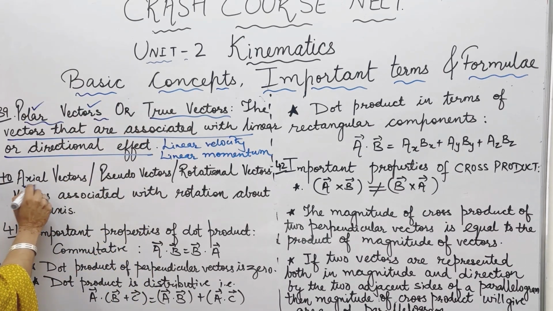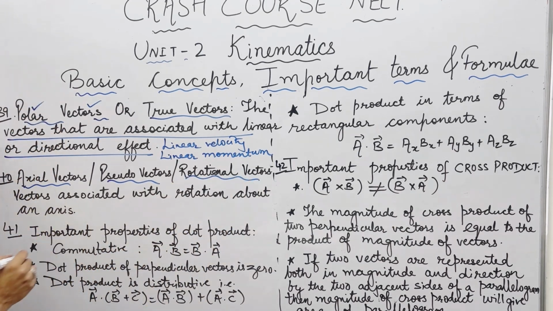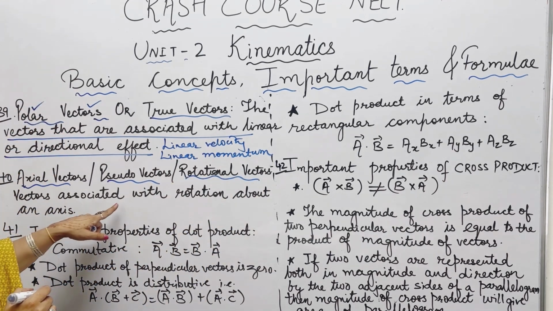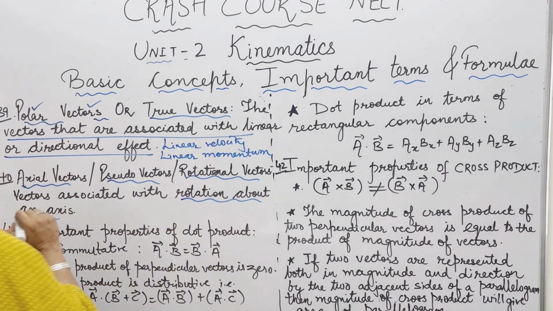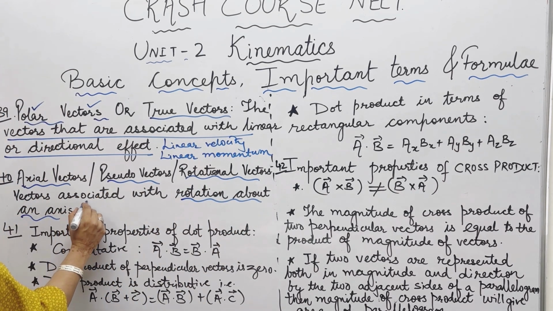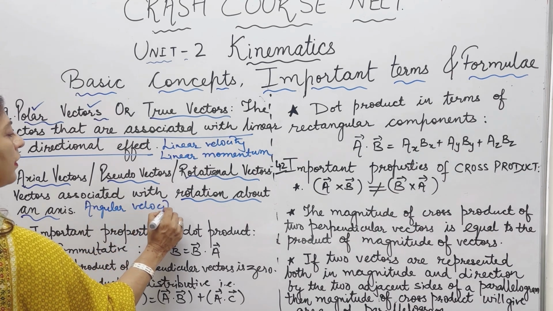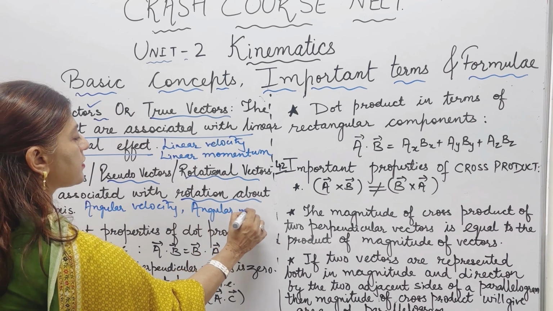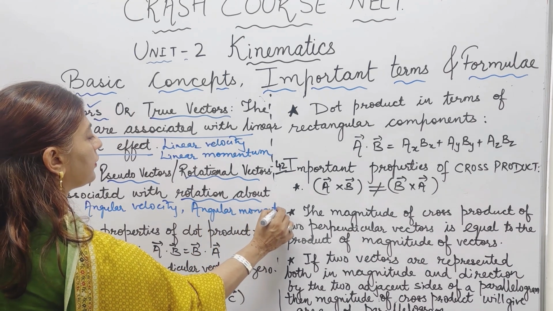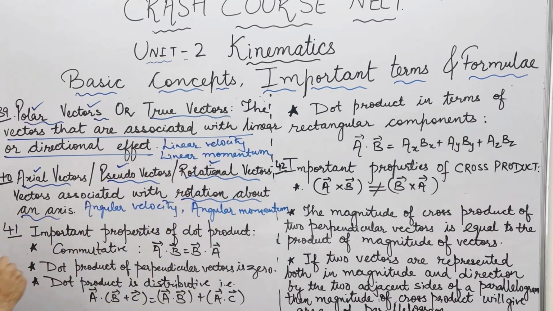The next is axial vectors, pseudo vectors or rotational vectors. These are associated with the rotation about the axis, and the examples are angular velocity and angular momentum. These are its examples for the axial, pseudo or rotational. Either of the names can be given to these vectors.